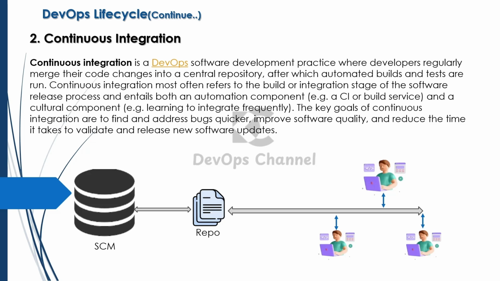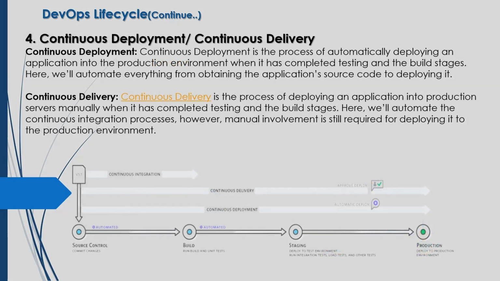Hi friends, in the last series of lectures, we learned about continuous integration. Now let's learn about another term called CD, which is mostly used with CI, or continuous integration, which is called continuous deployment or continuous delivery. Continuous deployment is a process of automatically deploying an application into the production environment when it has completed the testing and build stages.